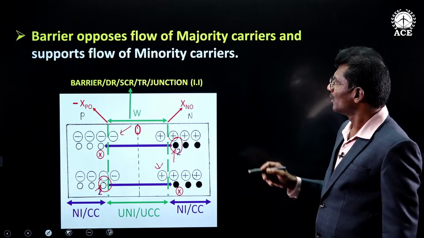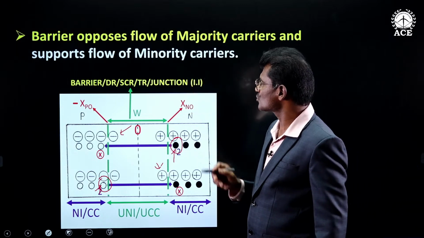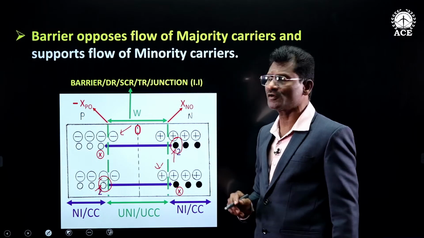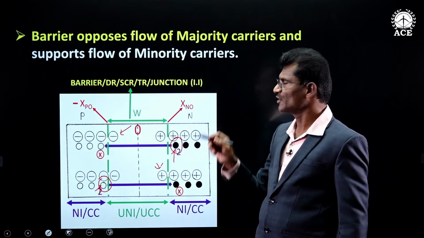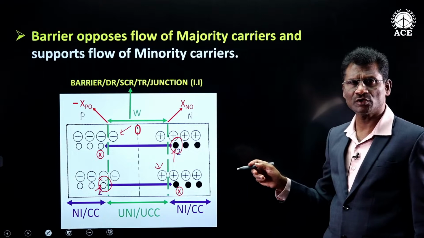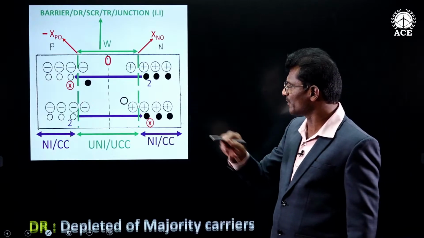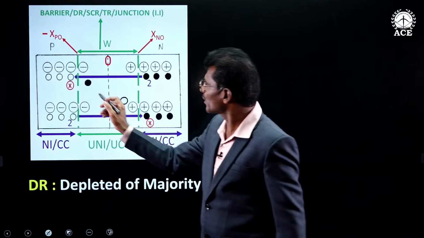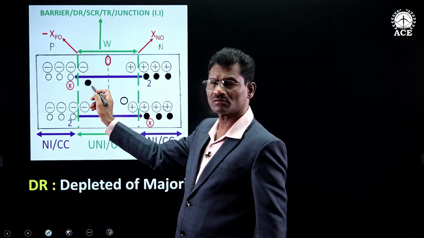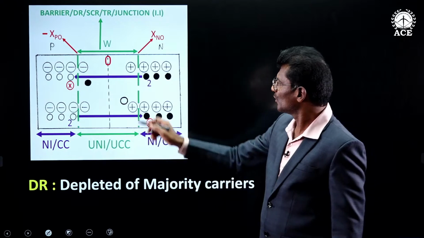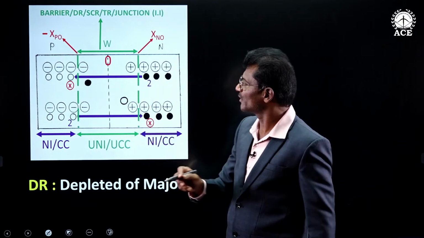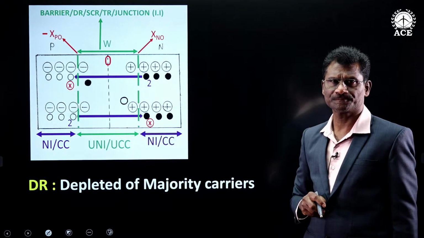Fine. Let us see this, this barrier is supporting flow of minority carriers. To understand the meaning of this, first of all, I am showing you minority carriers in the depletion region. Look here, this electron in P side is a minority carrier. This hole in N side is a minority carrier.